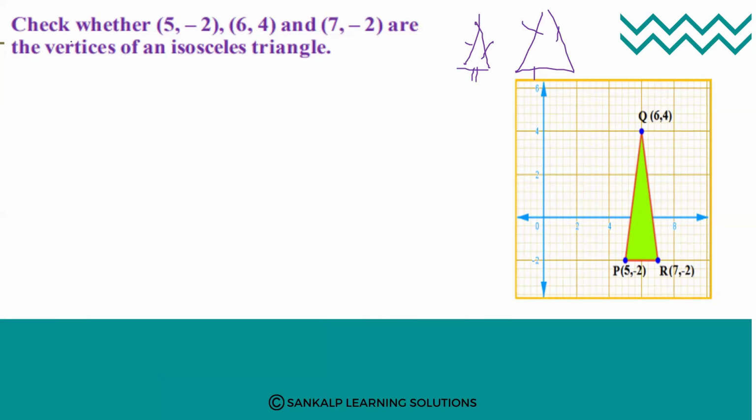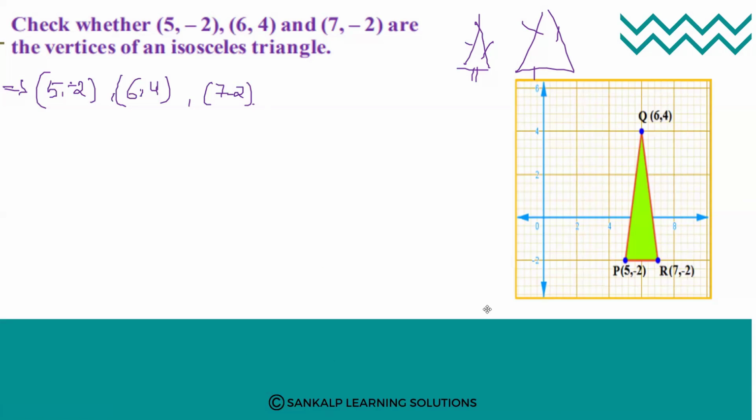Okay. So here (5, -2), (6, 4), (7, -2) are the coordinates of the vertices of an isosceles triangle. So if you draw these points on the graph, you will get the triangle like this.